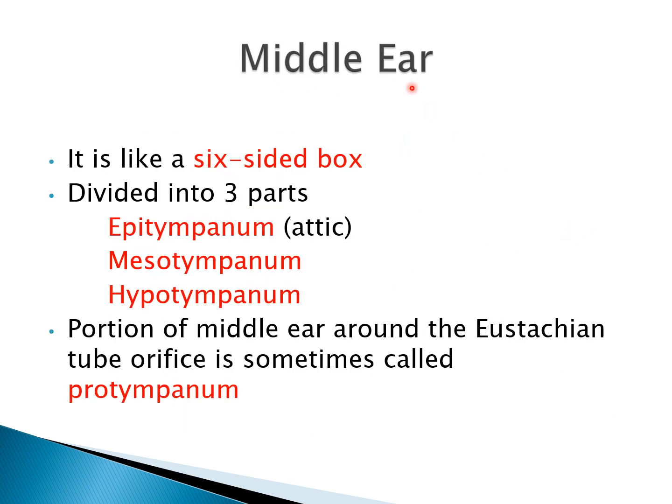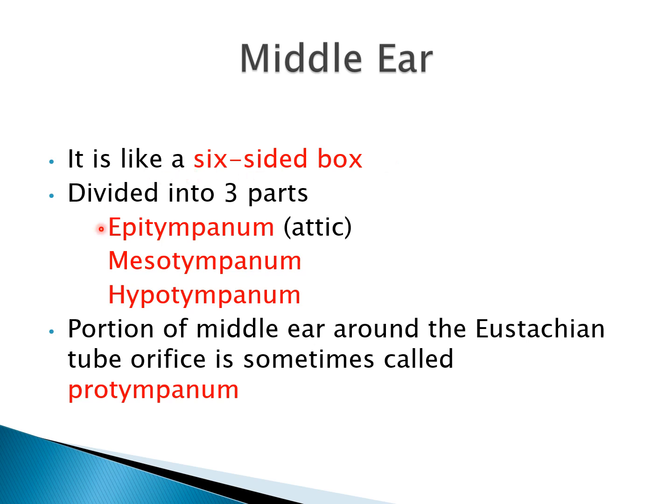So we'll start with the middle ear. Now middle ear is like a six-sided box. The six sides of the middle ear are the roof, the floor, the anterior wall, the posterior wall, the lateral wall and the medial wall. So in subsequent slides we'll be seeing the details of each wall.